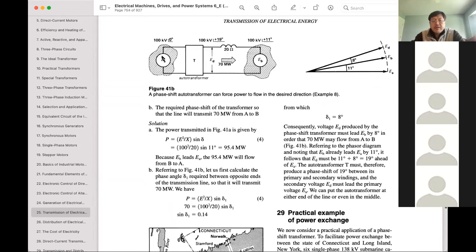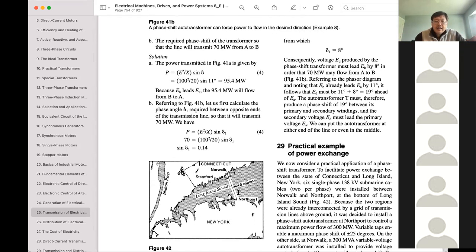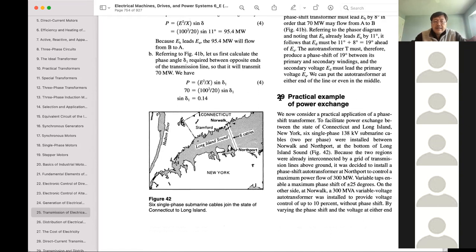So the maximum power that can be transmitted is limited, but how much power is transmitted is also determined by the delta. If both islands don't want power, they don't want to buy power from each other, we just set the delta to zero, and there is no power flow between the two islands. All right, that's the theory.